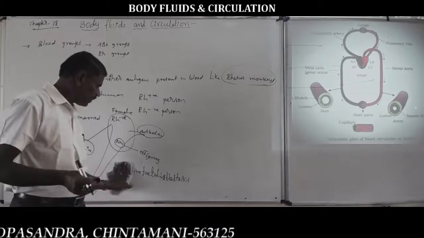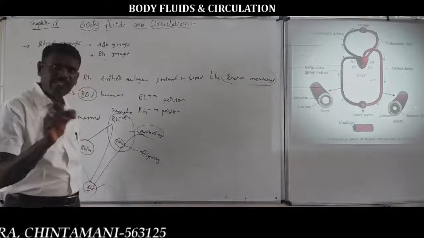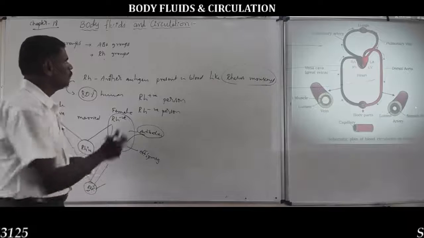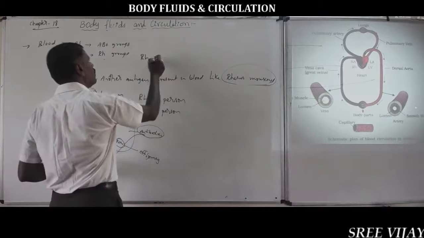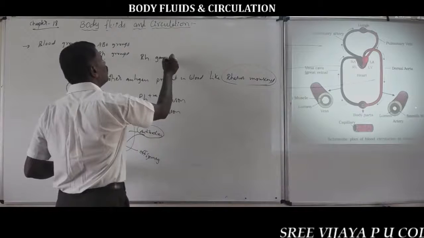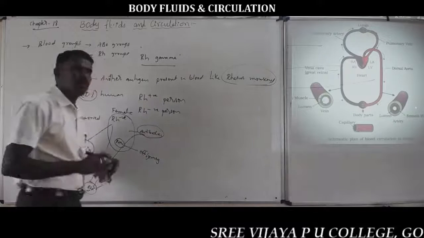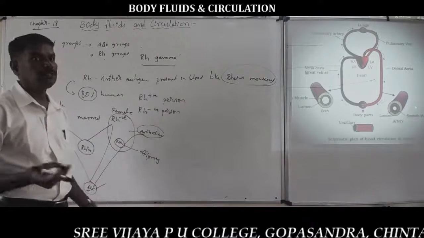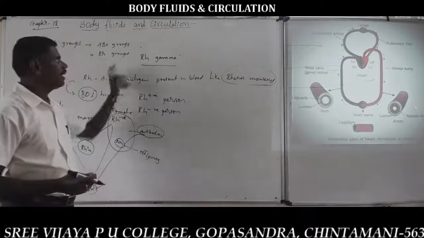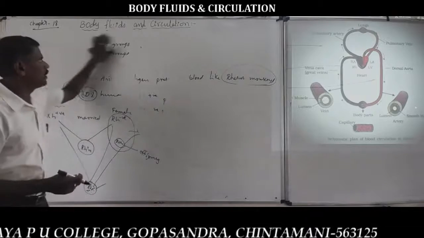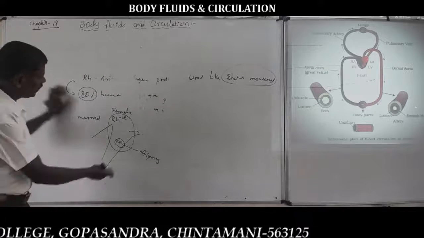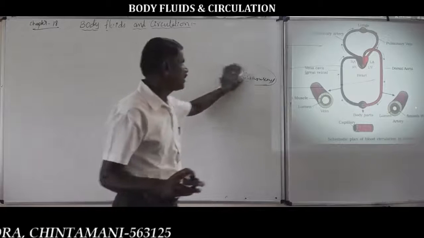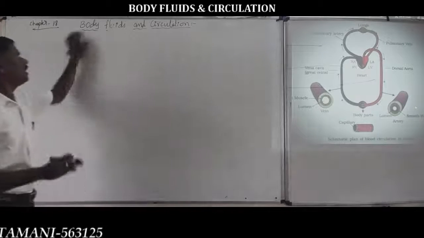So for this, within 72 hours of the baby being born, Rh gamma globulin proteins are injected to be on the safer side. Otherwise it causes jaundice, the disease called erythroblastosis fetalis.